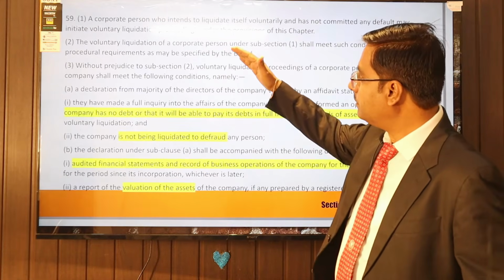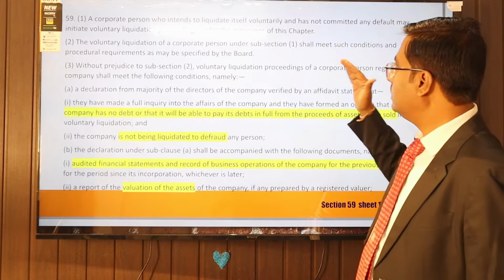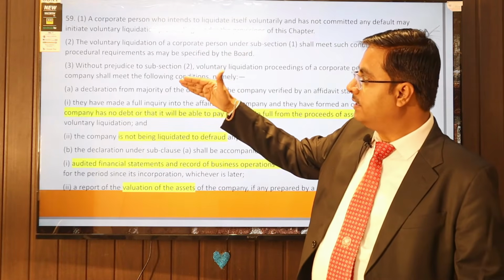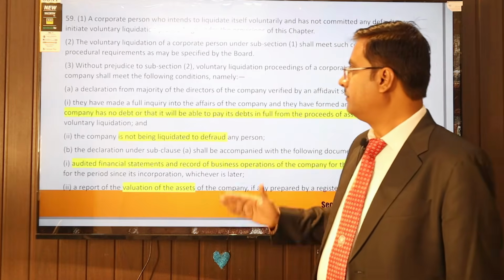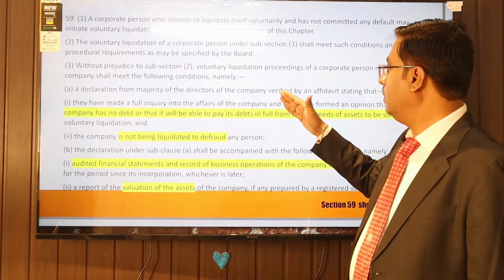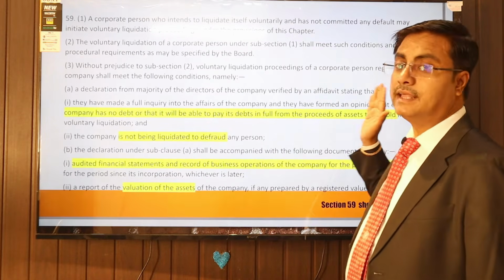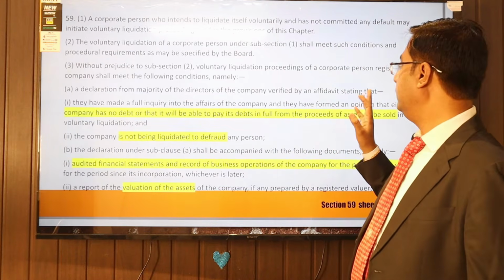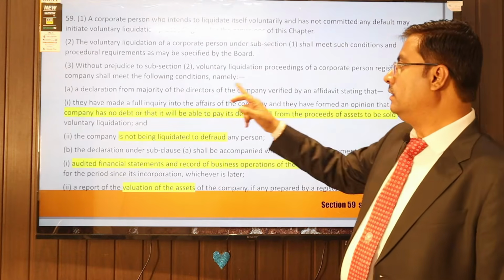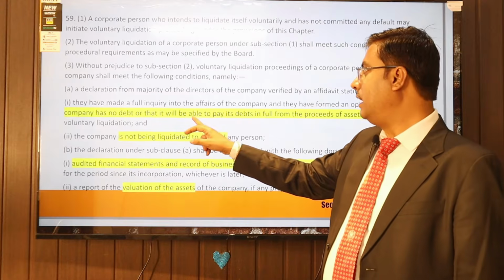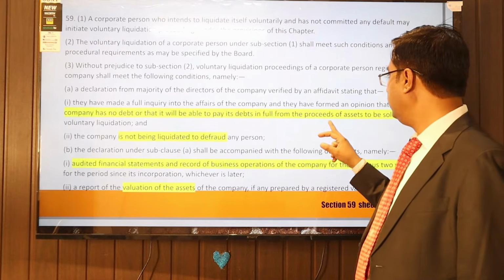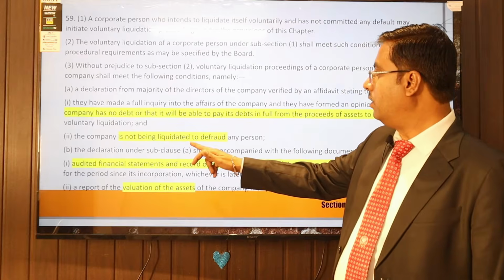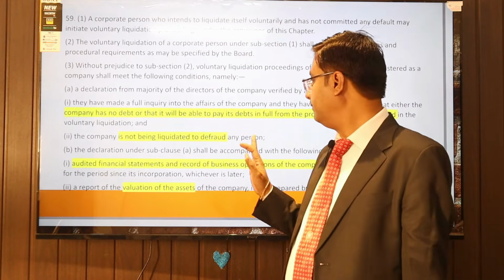Without prejudice to subsection 2, the voluntary liquidation proceeding of a corporate person registered shall meet the following criteria. Section 59 subsection 3(a) onwards, there are some criteria. A declaration of the majority of the directors of the company, verified by an affidavit, stating that they have made full inquiry into the affairs of the company. They have formed an opinion that either the company has no debt or that it will be able to pay its debts in full from the proceeds of the assets to be sold in the voluntary liquidation. So the company is not being liquidated to defraud any person.